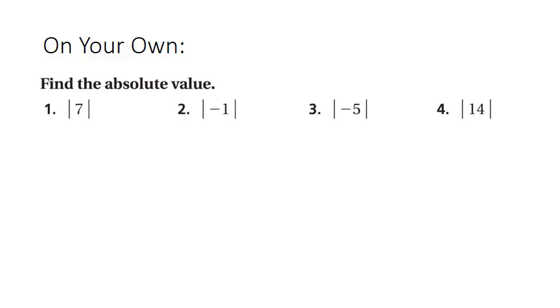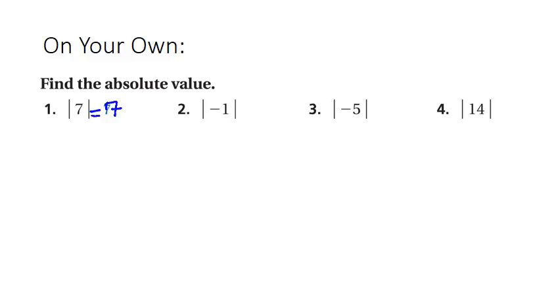I want you to go ahead and try these ones on your own. If you need to use a number line, absolutely go ahead and do that. Go ahead and pause the video here, and as soon as you are done, unpause the video and work through these solutions with me. So as we're finding the absolute value of 7, we know that it's going to be equal to positive 7, because 7 is 7 steps away from 0.